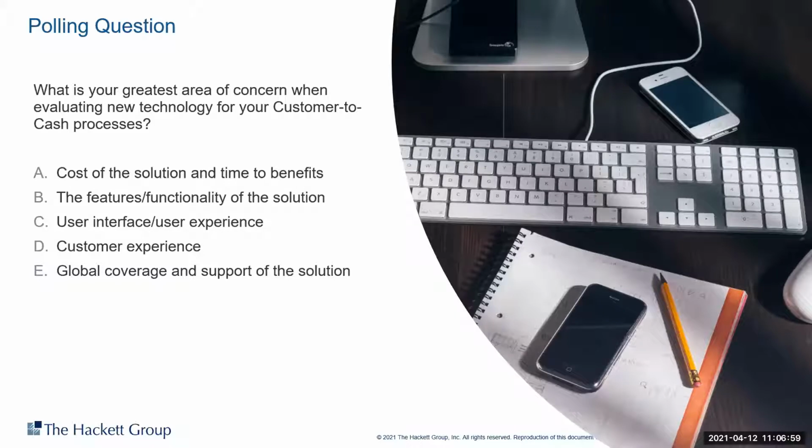Great. I think we have a leader. Yeah, a close leader though. Yeah, it's a little close there. The cost of the solution and time to benefits was the most popular at 38%, but very close behind was features and functionality at 35. So that's good to know, and obviously something to think about as we go through today's session and reflect on how those elements factored into the decisions that ConvaTec made.